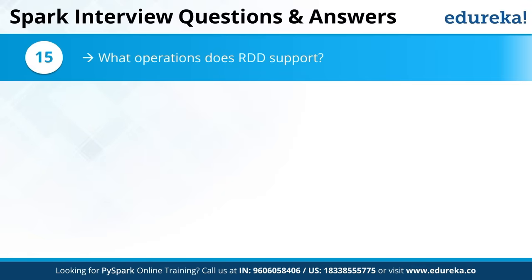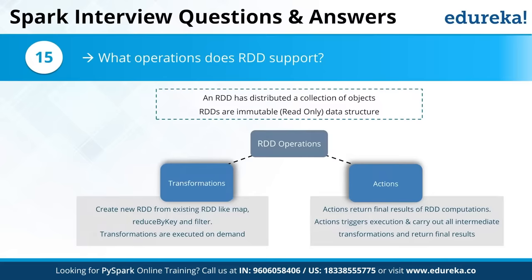What operations does RDD support? I can perform multiple operations against the RDD. We can group them into two. One is transformations. In transformations, the RDD will get transformed from one form to another, like filtering, grouping and so on. One small example, reduceByKey and filter will be transformations. The result of a transformation will be another RDD.